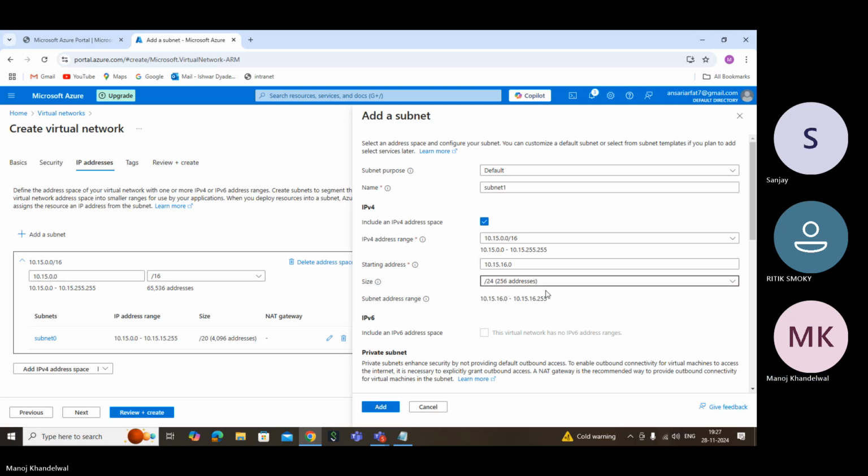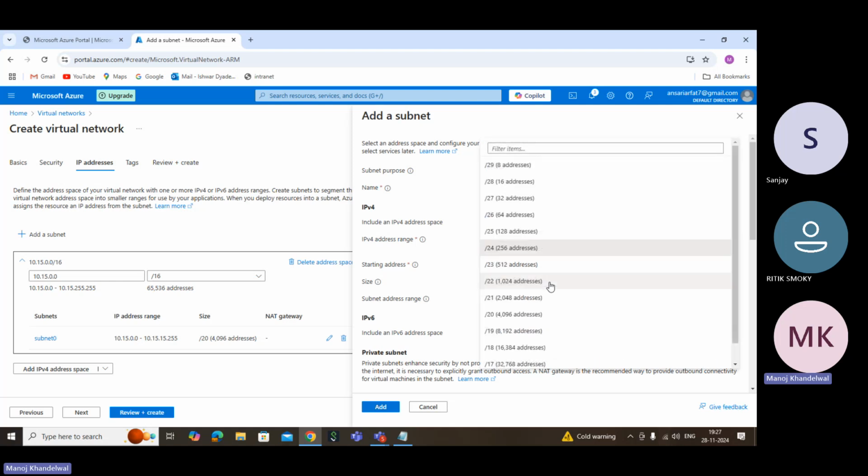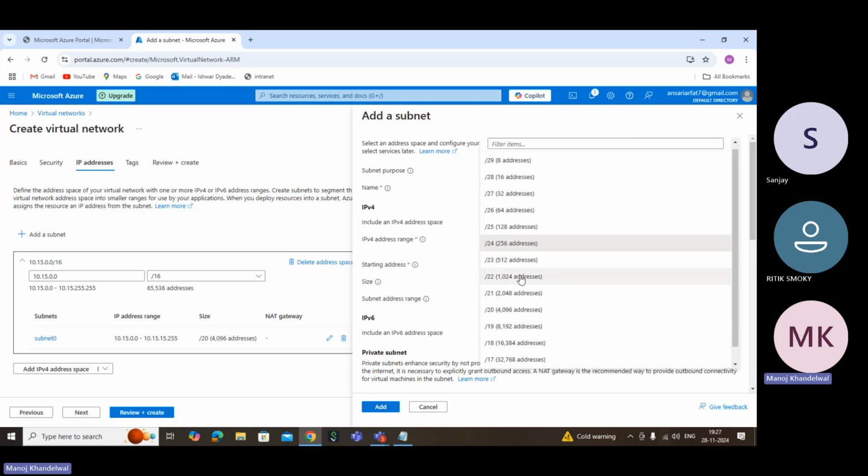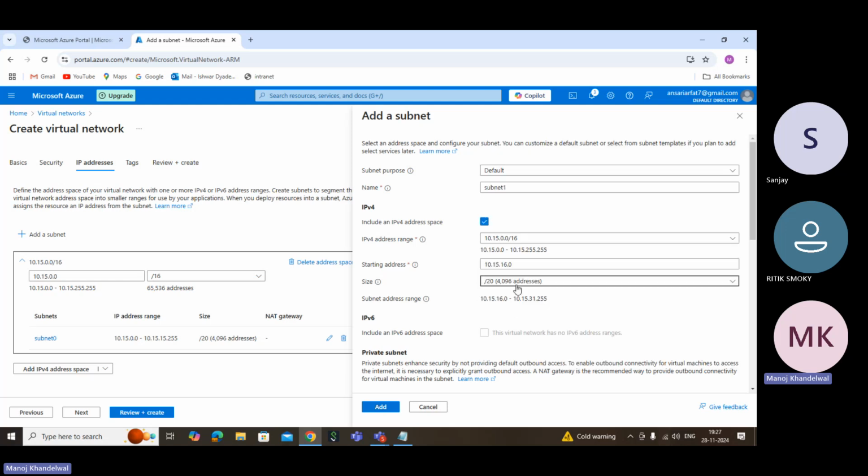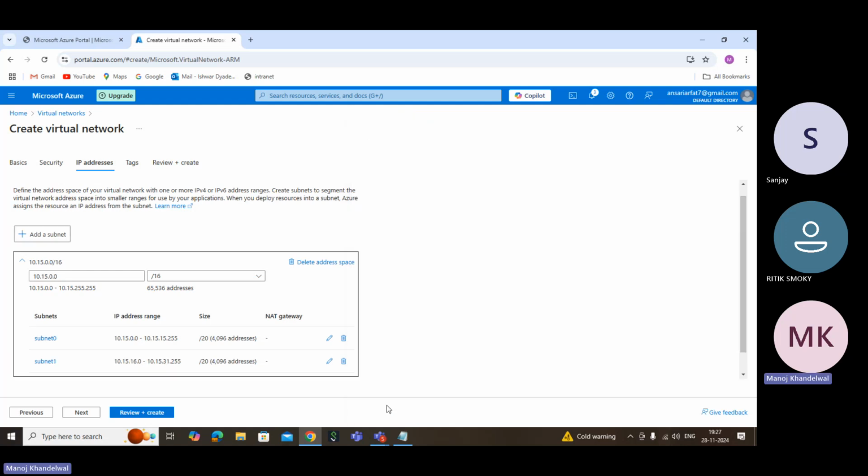But if I take 4 bits for the subnet part, I have to take /20. /20 will give me 4096 addresses, right? Look at the range. This is what we calculated. Look at our answers. Yes, sir, it's the same. Correct? So this is how it works.